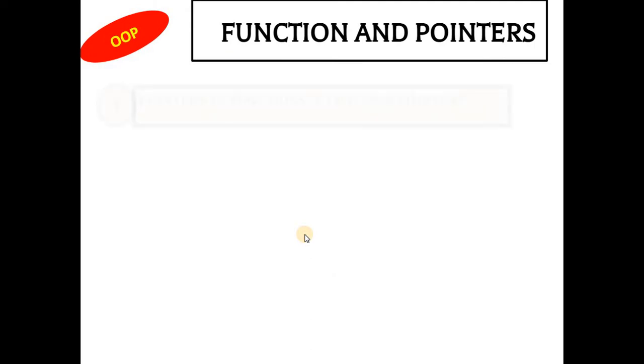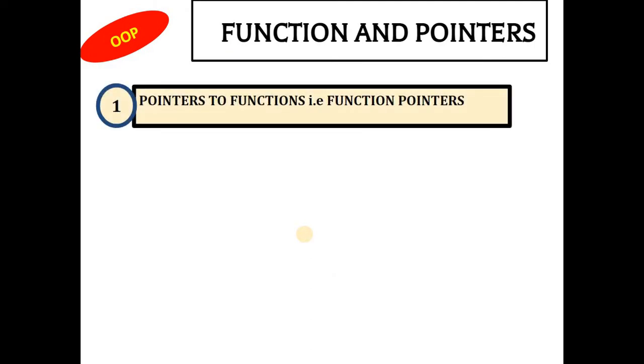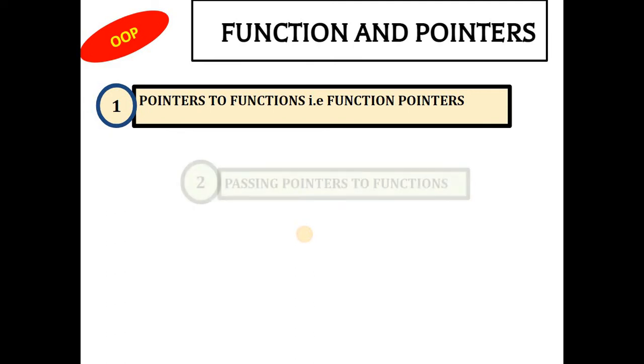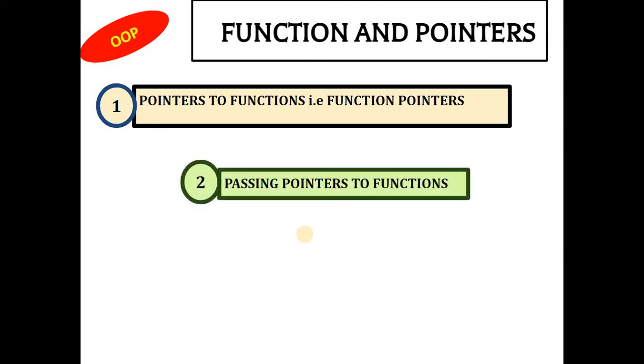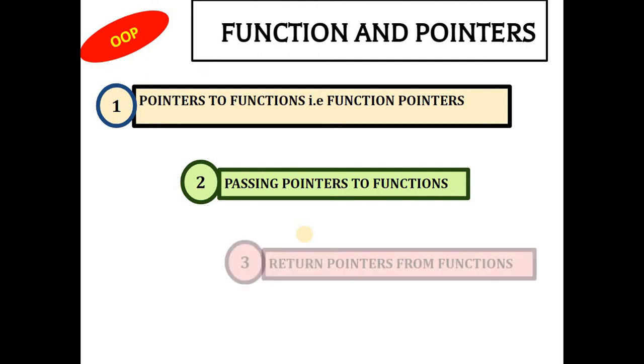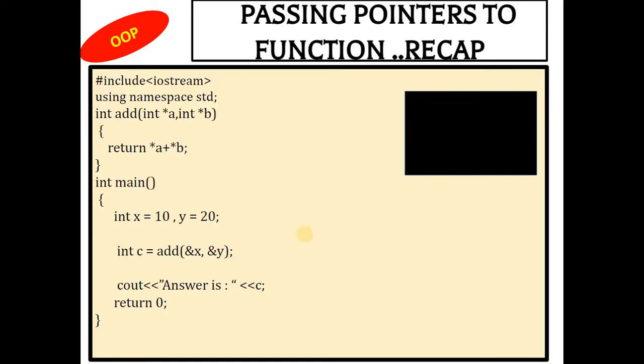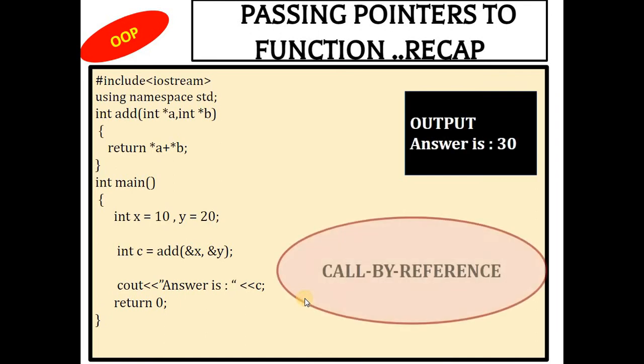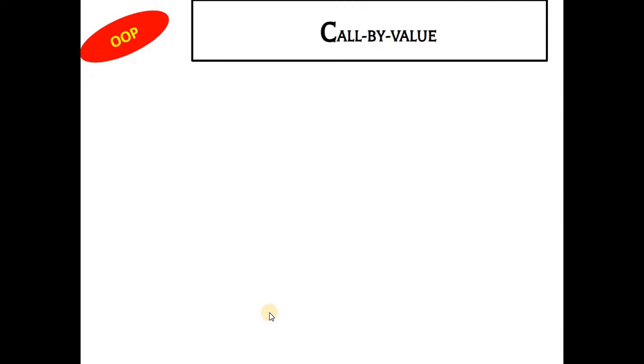As we know, pointers can point to functions, which are also known as function pointers. Pointers can be passed to a function using call by reference, and pointers can be returned from functions also. While passing a pointer to a function, we have already seen this program in the last video, which gave the output 30, and we understood that this is known as call by reference. Now we will understand what call by value is.